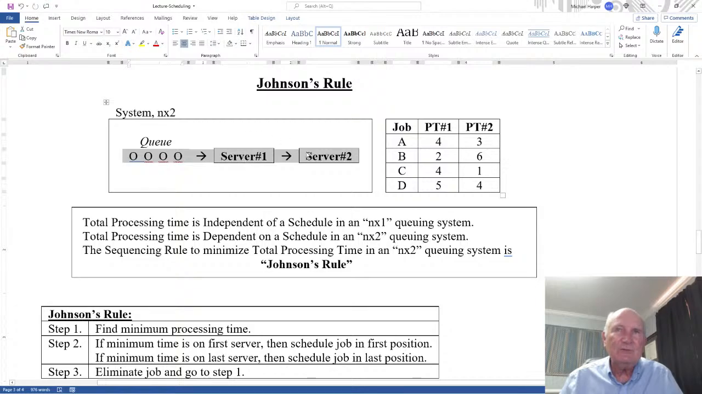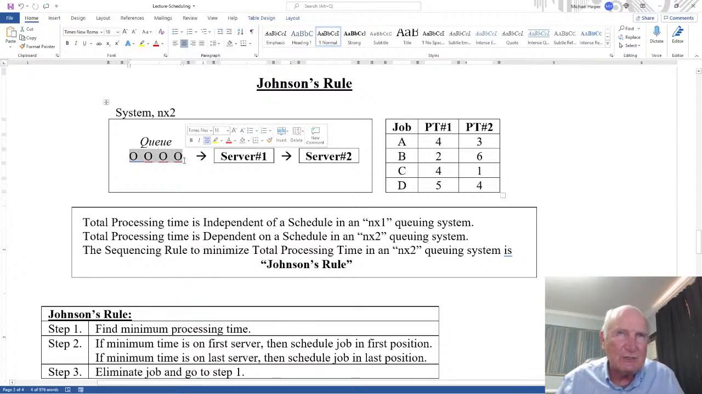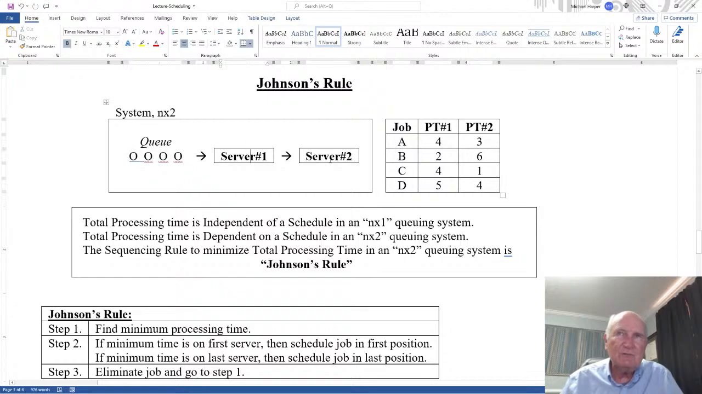So now we have 2 servers in series. Since I have 2 servers, I have 2 processing times. So A, B, C, and D are processed on server 1 and server 2 at different times. Okay, now there's some rules here. And the rule is, once you have your sequencing rule, once you have your schedule, and by the way, this is the first one, second one, third one, fourth one. Okay, that's the order.